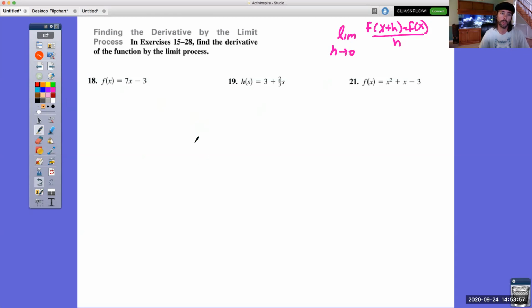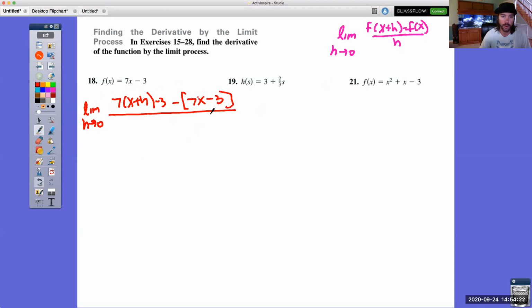All right, if you're unpaused, here I go. Number 18, limit definition is up there in the top right in pink. Limit as h goes to 0. I see an x. I'm going to plug in an x plus h because I'm doing the f of x plus h, the front half of that numerator, minus 3. Minus, you're going to want to use brackets here. You're taking away the 7x minus 3, the entire function. All of that over h.